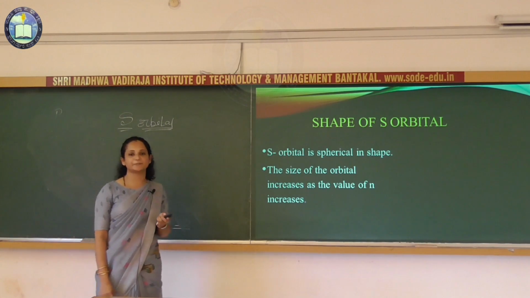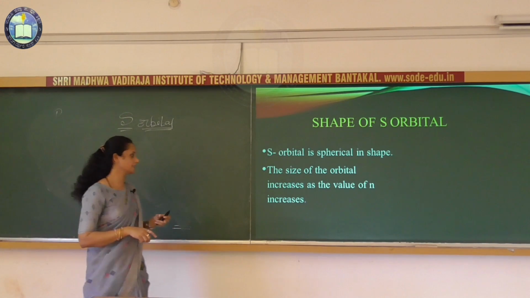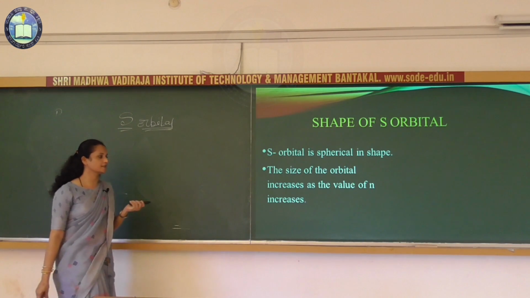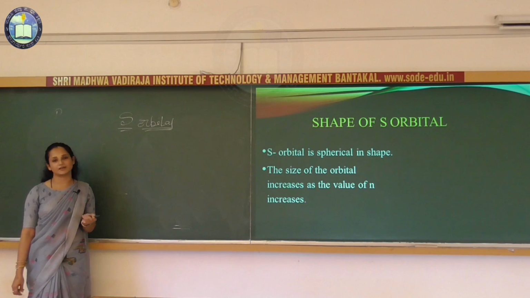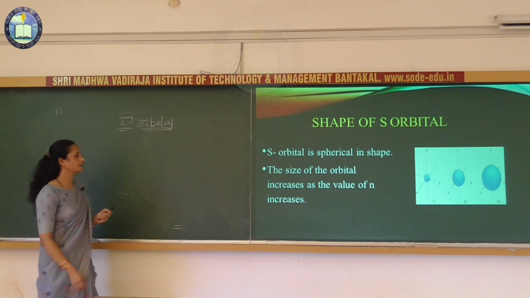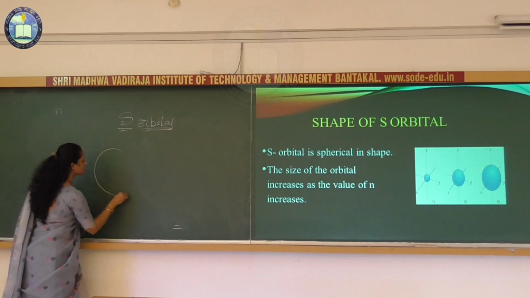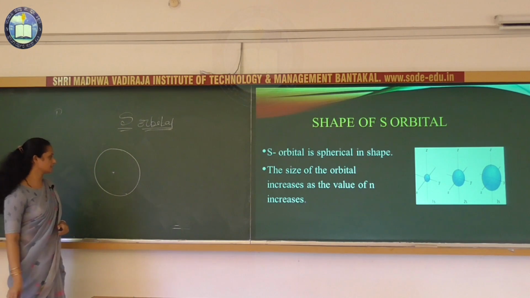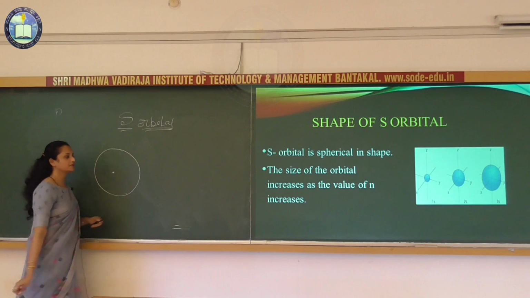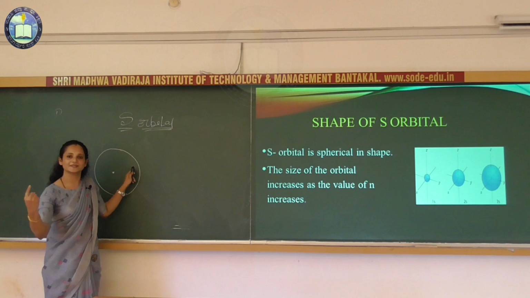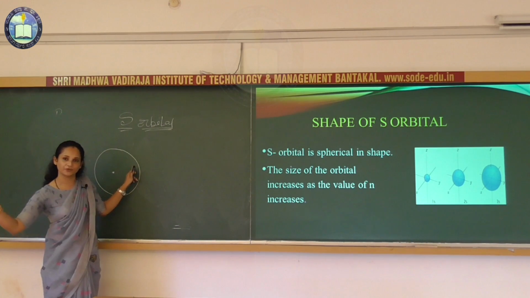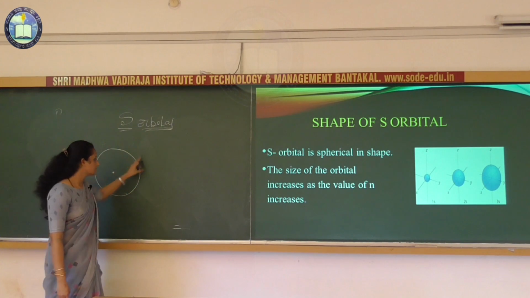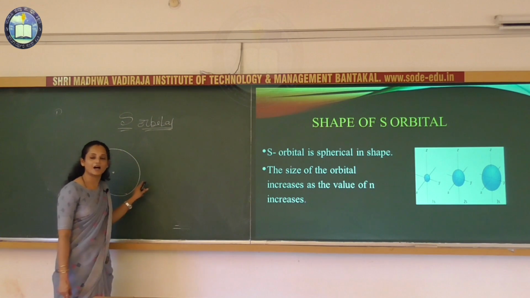S orbital is spherical in shape. If you draw a sphere, the size of the orbital increases as the value of n increases. So the s orbital is spherical in shape, and the center represents the nucleus. One more point on size: 1s, 2s, 3s, 4s. With an increase in the value of n, the size of the orbital will also increase.